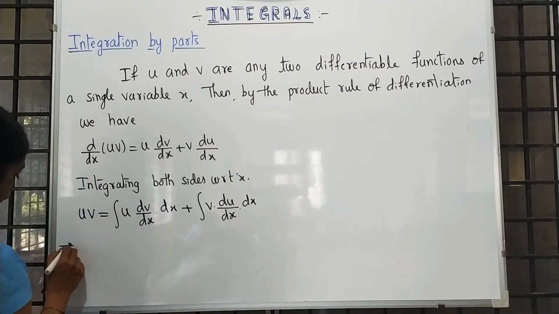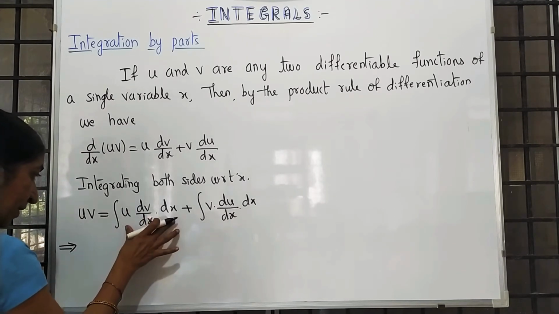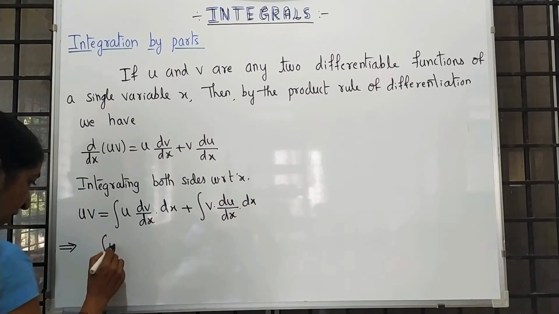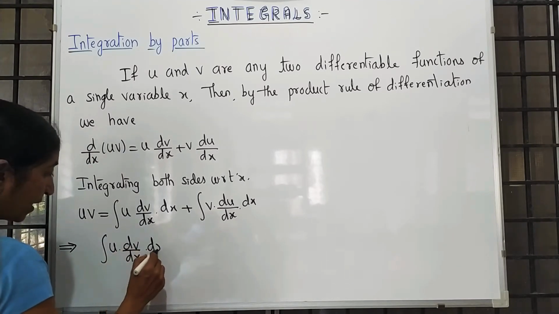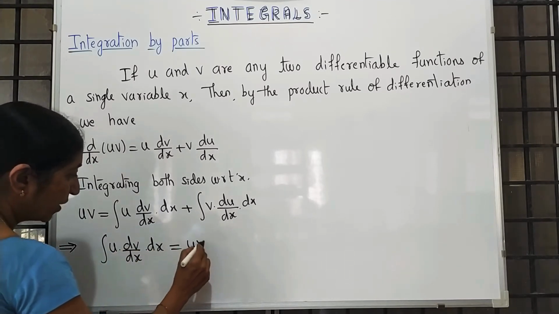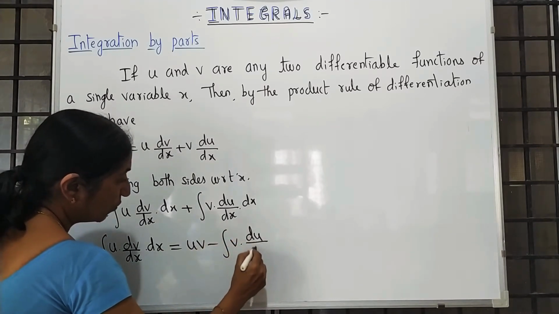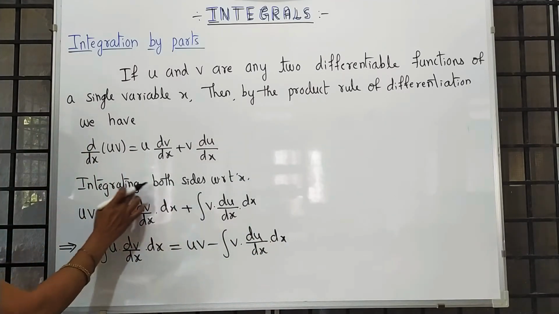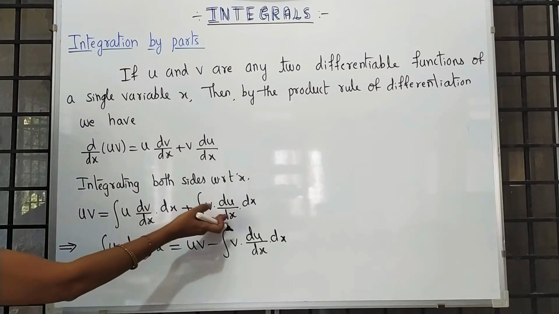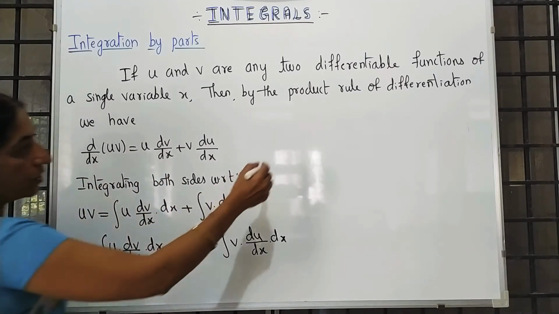This implies, just rearrange this. When you rearrange, I kept this term on the right side as it is. Integration of u into dv upon dx into dx is equal to u into v minus integration of v into du upon dx into dx. See, I kept the first term of integration as it is, and taking the term to the left side, it becomes minus. Please note down this.